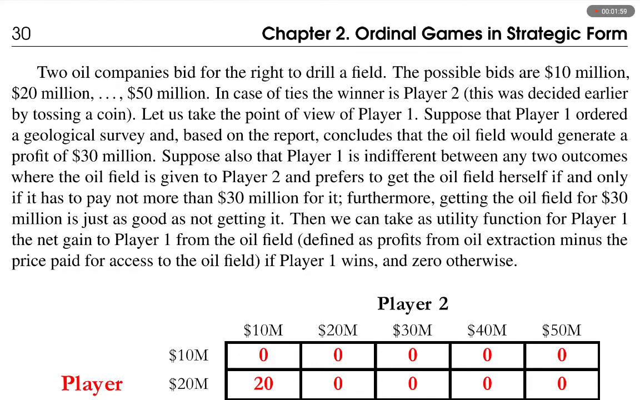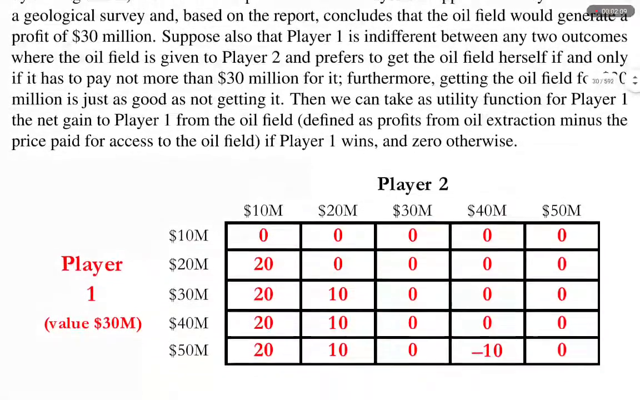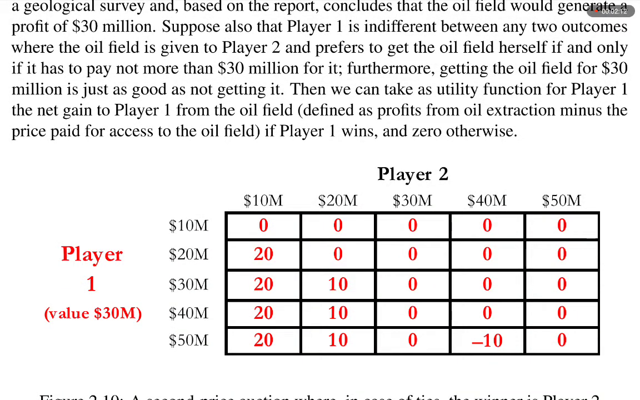Suppose also that player 1 is indifferent between any two outcomes where the oil field is given to player 2 and prefers to get the oil field herself if and only if she has to pay not more than $30 million for it. Furthermore, getting the oil field for $30 million is just as good as not getting it. Then we can take as utility function for player 1 the net gain to player 1 from the field, defined as profits from oil extraction minus the price paid for access to the oil field if player 1 wins, and 0 otherwise.